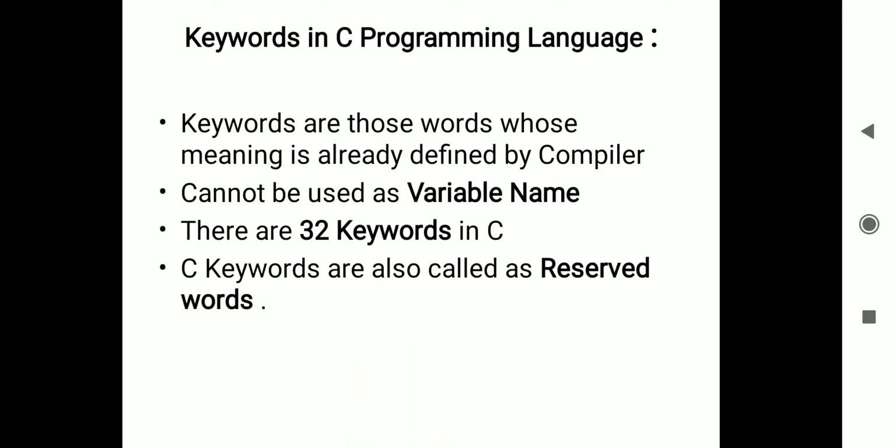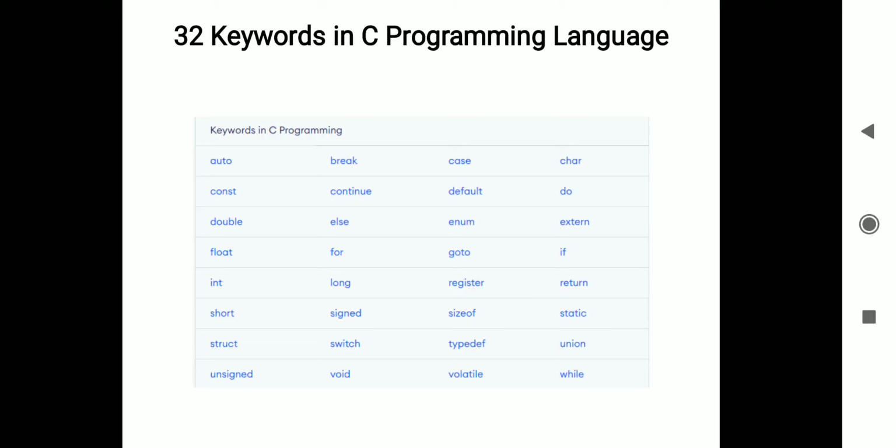There are different types of keywords in C programming language. In C, there are 32 keywords. Keywords are those words whose meaning is already defined by the compiler. For example, in Turbo C they cannot be used as variable names. There are 32 keywords in C, also called reserved words. These are the 32 keywords in C programming language.